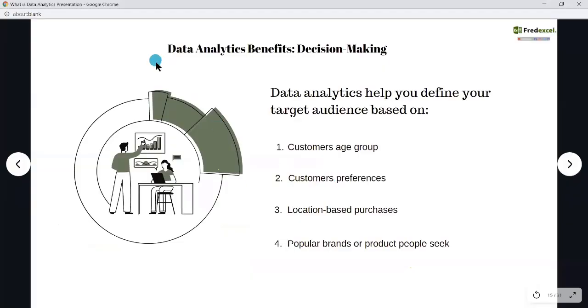Now let's talk about the data analytics benefits, still in decision making. Data analytics helps you define your target audience based on customer age group, customer preference, location-based purchases, and popular brands or products people see. Based on the information you even have about your boss, you even know the time to approach and ask for an increment. You really know the time to go in and be nice, or the time you even need to stay away from your boss. It's all based on picking up information, data from your environment. And as I told you, all around us, it's about data.